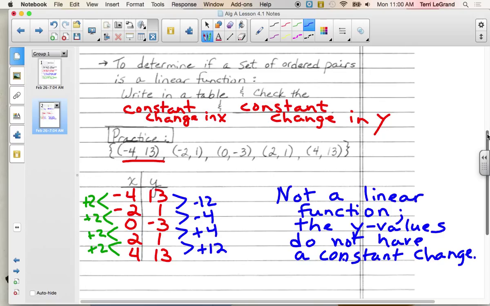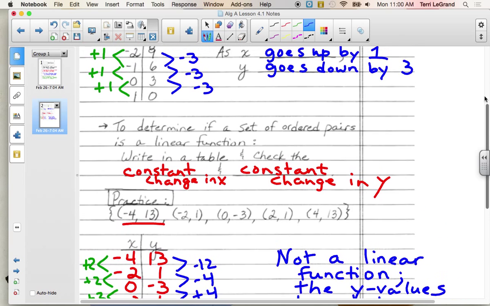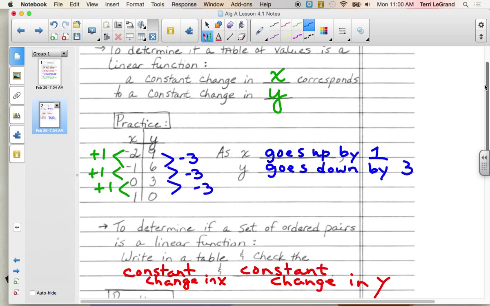So here it was not a linear function, and our reason was that the y's don't have a constant change. It doesn't have to be the y's. Maybe it's the x's that don't have a constant change, while the y's did instead. It can be vice versa. Or if it does have a constant change, we describe that constant change. What's actually happening? In this first one we did, as x goes up by 1, we said y goes down by 3. So, question.